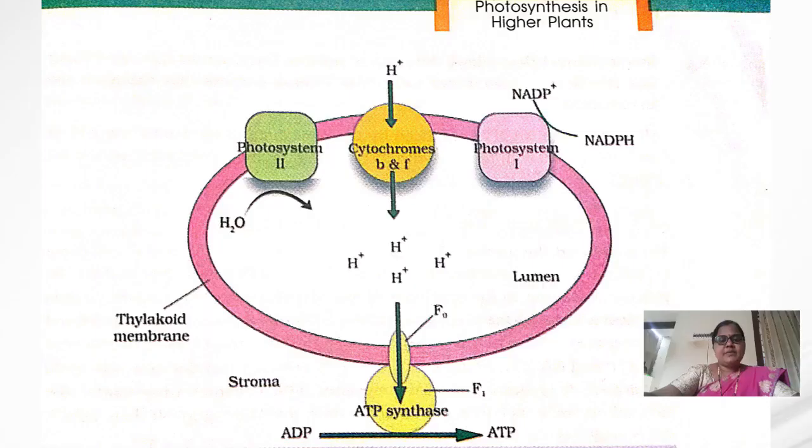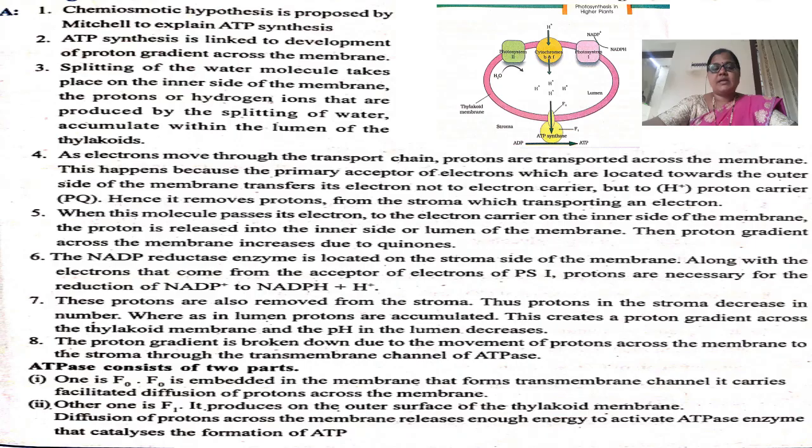Next topic is the chemiosmotic hypothesis. Now I will show the diagram of this chemiosmotic hypothesis. If you see in this diagram, photosystem 1 and photosystem 2 are present in the light harvesting complexes. In the middle, cytochromes b and f are present, and you can see the thylakoid membrane also. So this is the diagram of chemiosmosis. Let me tell you about the process.